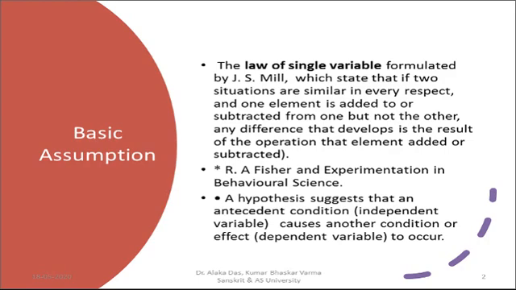At that time, R. Fisher came forward with the concept of equalizing of conditions through randomization and analysis of variance in the pre-experimental phase itself. That helps the researcher in studying complex interaction effects through factorial design. So these are the basic assumptions of experimental research: the law of single variable along with another 4 canons, and R. Fisher's factorial design of experimental research.